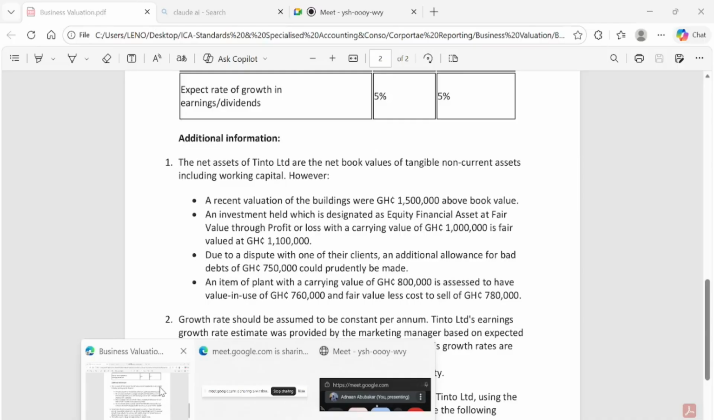What did they say? The next item is talking about an investment held which is designated as an equity financial asset at fair value through profit and loss, with a current value of 1 million, which is fair valued at 1.1 million.